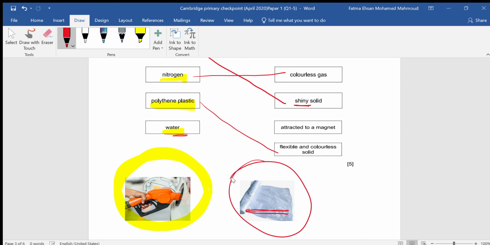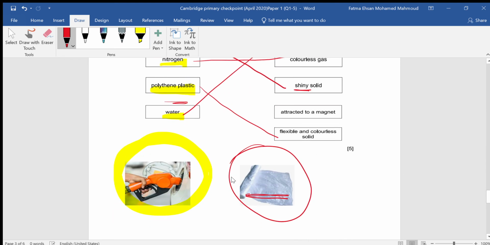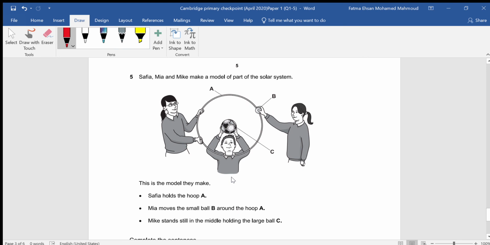Remaining is water. What didn't we choose? The melting point of water is what? 0 degrees Celsius. Good job, year six. Let's go to the last question.